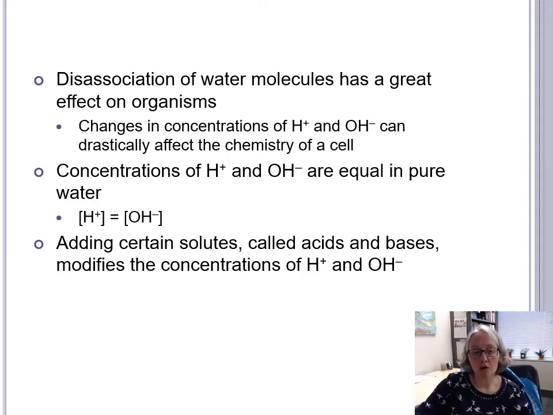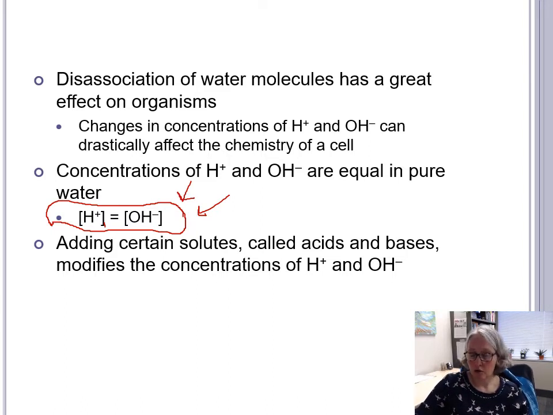So in pure water, the following is true. The concentration of your hydrogens is always going to be exactly equal to your concentration of hydroxide ions. Some reminders: when you see brackets around a molecule, this means concentration of. So as I'm reading this equation down here, we read it as the concentration of the hydrogen ions is equal to the concentration of the hydroxide ions. And this is what pure water looks like. Everything's equal. When we add solutes, chunks, to water, these are called acids or bases, they can modify this relationship.